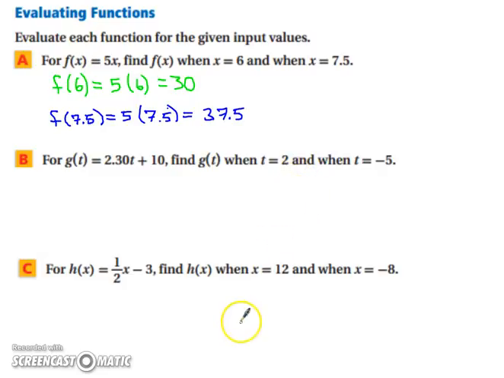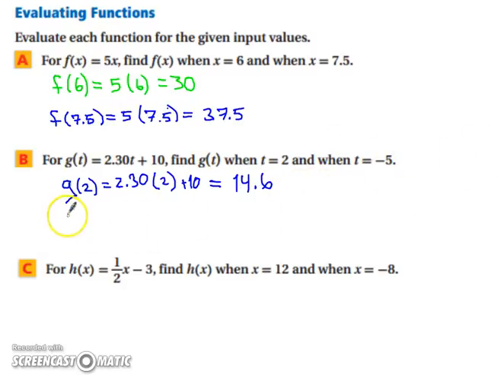Take a moment and try B and C on your own. Now that you've had a chance to try B and C on your own, let's try them together. So we have g of t equals 2.3t plus 10. And t is going to be 2 and negative 5. So we have g of 2 equals 2.30 times 2 plus 10, which gives you 14.6.